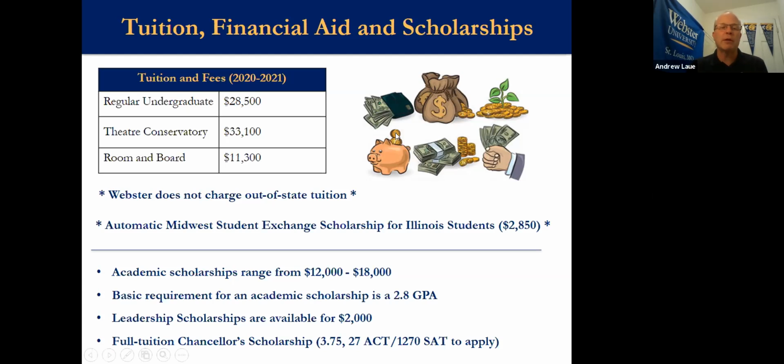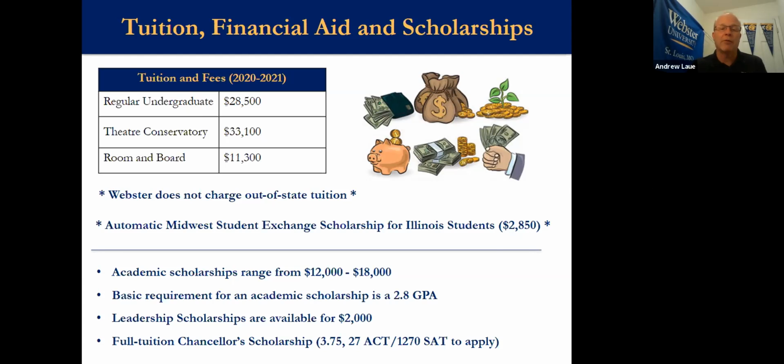And for those students from Illinois, we do have an automatic scholarship. It's called the Midwest Student Exchange Scholarship. What it ends up being is that if your home address is Illinois and you attend school at Webster, then we give you a scholarship that is worth 10% of what tuition is. So if you are a regular undergraduate student, it would be $2,850. If you happen to be a theater student, it would be $3,300. I'll get it right. But that's an automatic scholarship.